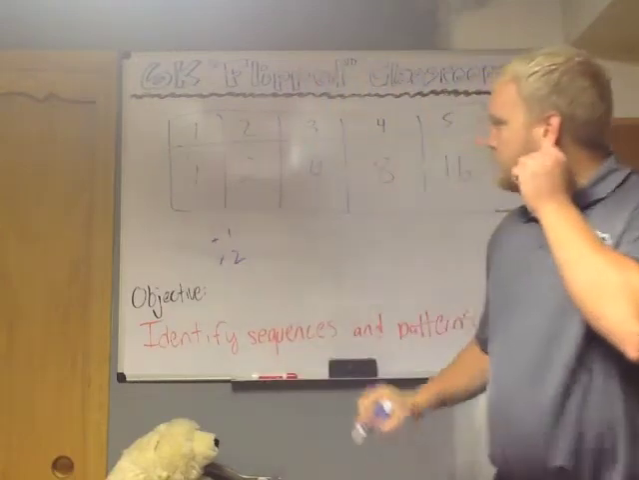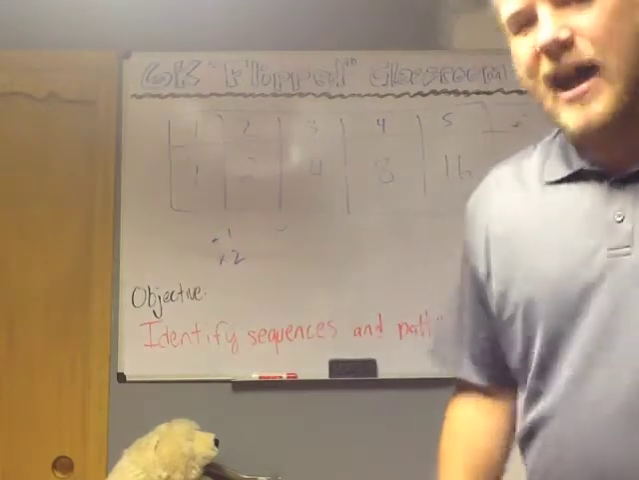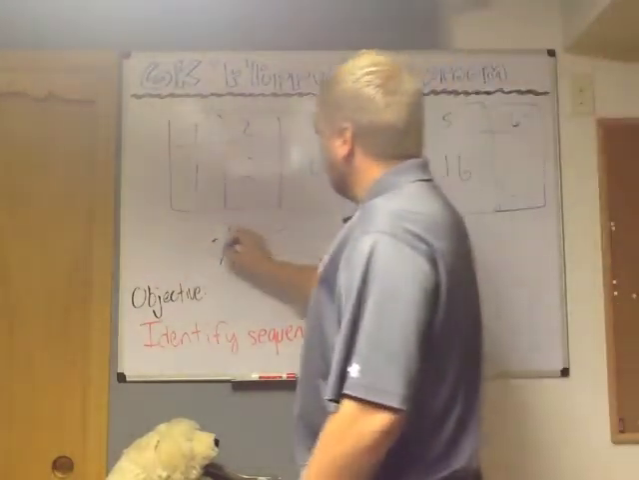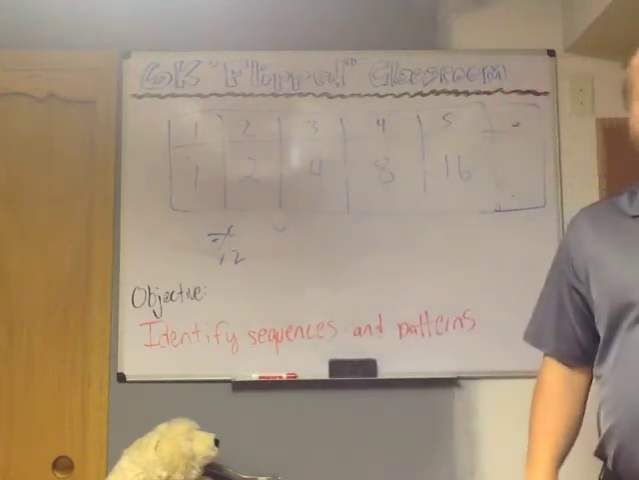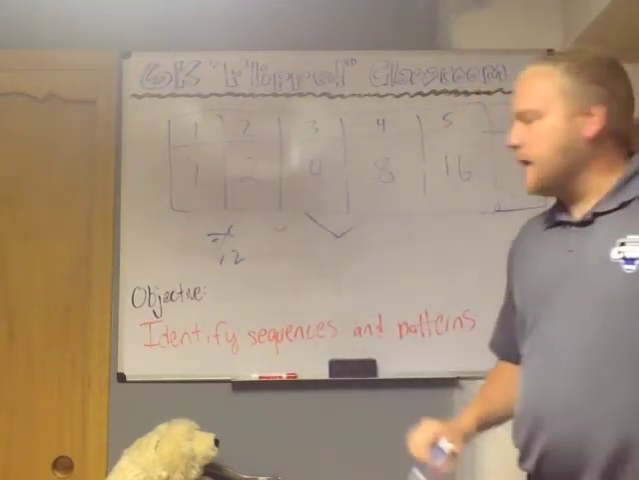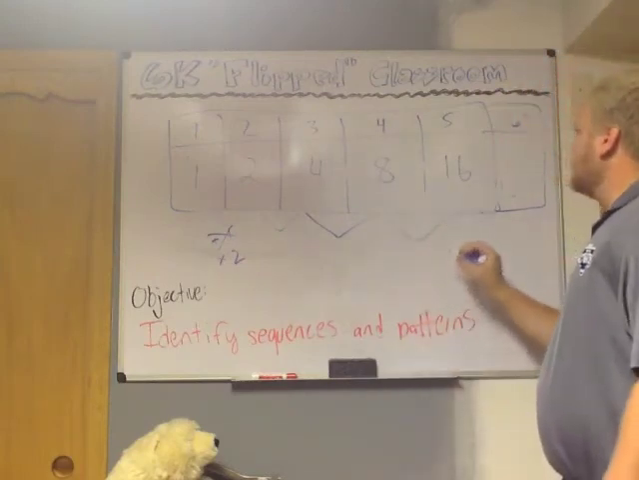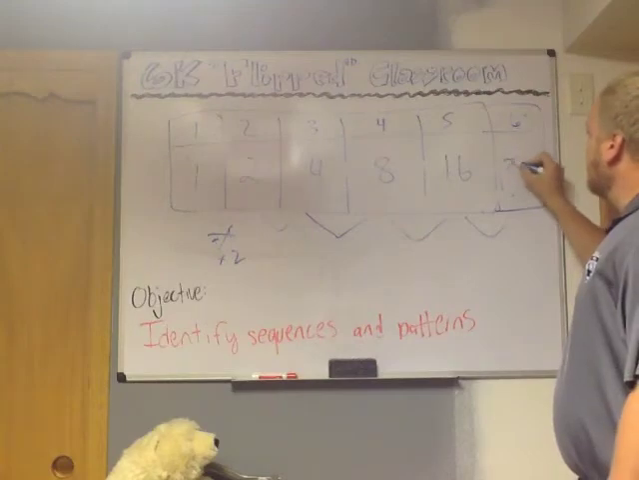So let's look at the next one. If you add 1 to 2, does it become 4? It does not. So it can't be plus 1. So let's try times 2. 2 times 2 is 4. Let's see. 4 times 2 is 8. So that must be our pattern. 8 times 2 is 16. So 16 times 2, our missing number would be 32.